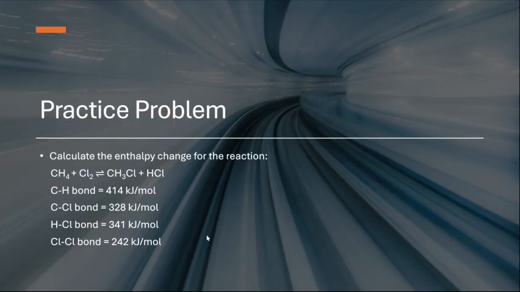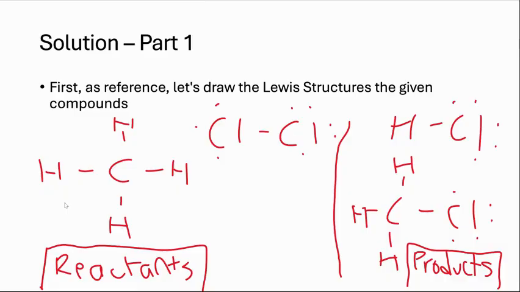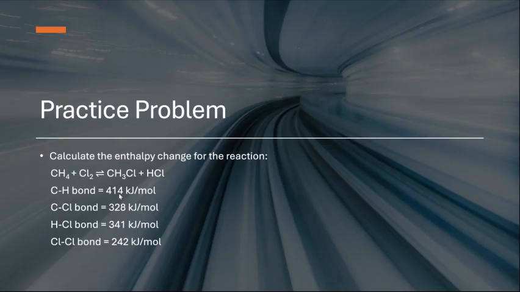So let's refer back to this. We have 3 CH bonds, so it's 414. We're going to multiply that by 3 since we have 3 CH bonds. Then we're adding 1 CCl bond, so it's 328. So we're going to do 414 times 3 plus 328 for the CH3Cl.